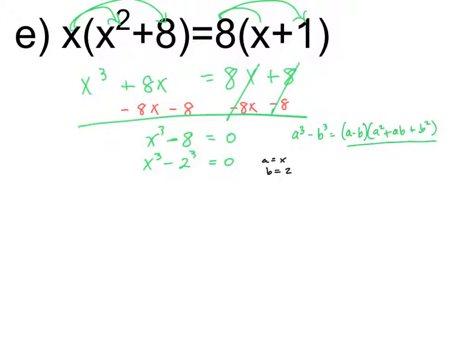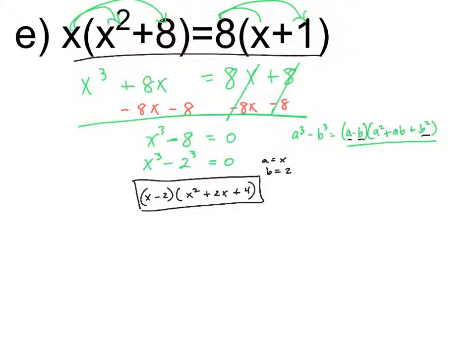So that is going to be x minus 2 times a squared, which we see is x squared, plus a times b, which is 2x, plus b squared, which is going to be 2 squared, or in this case, 4. And that right there should be the factored form of this. So again, we recognized it as the difference of cubes and were able to factor it in that manner.